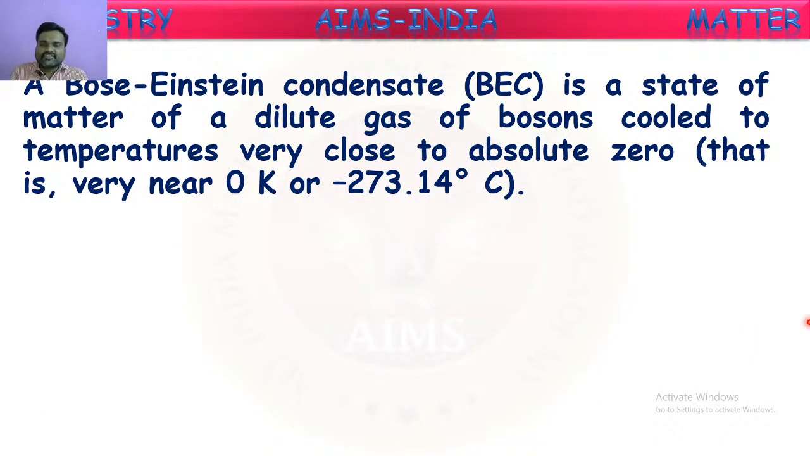A Bose-Einstein condensate is a state of matter of a dilute gas of bosons cooled to temperatures very close to absolute zero. We know absolute zero is nothing but 0 kelvins or minus 273 degrees Celsius. By cooling a gas to that particular temperature, molecules will come to zero vibrations. All the molecules will be tightly bound. The volume of the gas will be almost equal to zero. At that condition, that gas converts into BEC or Bose-Einstein condensate.